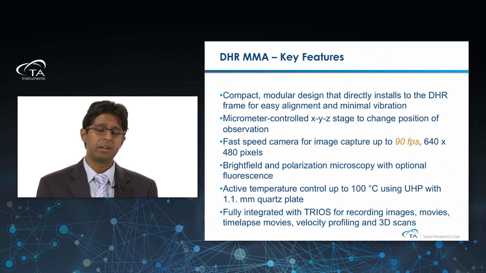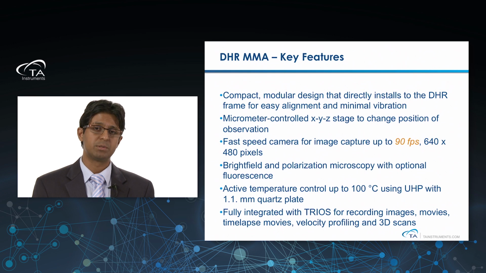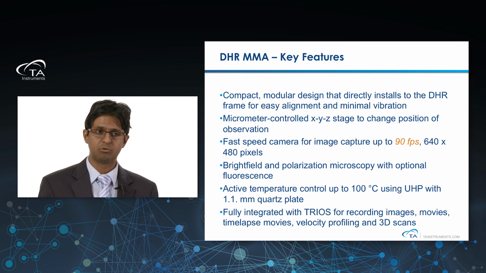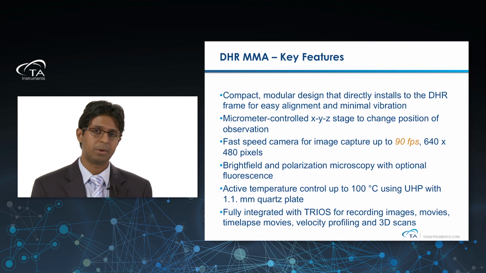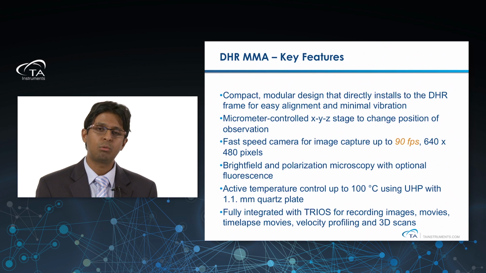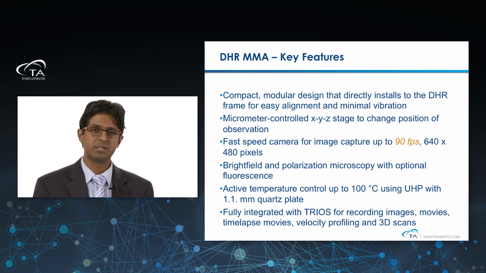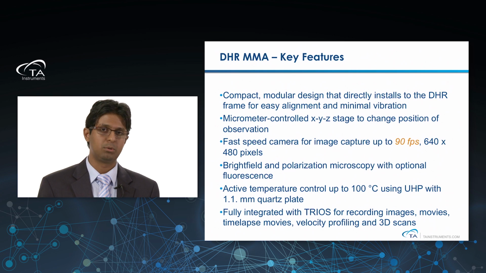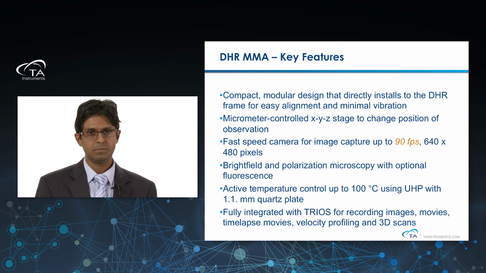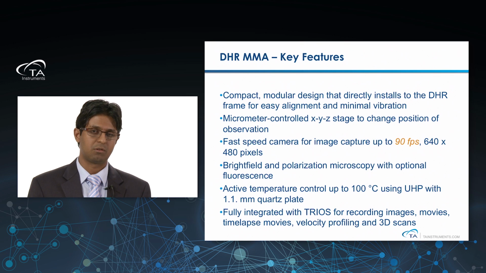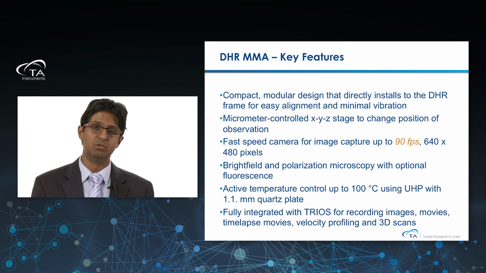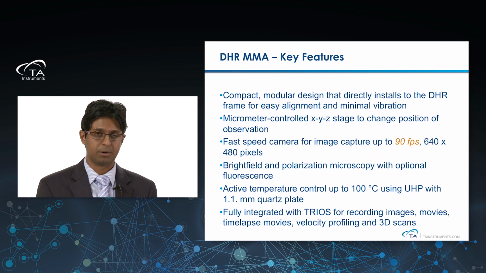The system comes by default with a fast-speed camera that goes up to 90 frames per second. Not a high-speed camera, but fast enough to capture transient behavior. It includes Brightfield and Fluorescence microscopy, Brightfield and polarization microscopy with an optional fluorescence. And we have active temperature control using the upper heated plate up to 100 degrees Celsius. And all of this is fully integrated with the Trio software for capturing images, movies, time-lapse movies, 3D structure, and velocity profiling during the course of the experiment.